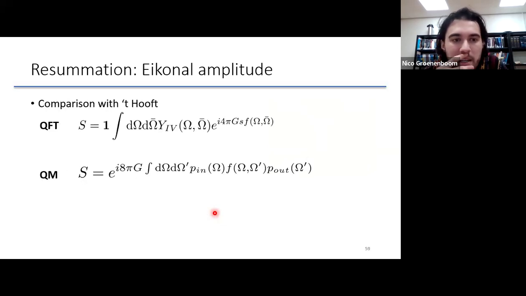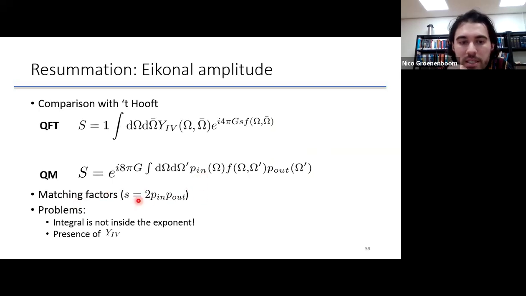So finally, we can compare our amplitude with the one of 't Hooft, his S matrix. And what we find is that the numerical factors agree. There's a factor 2 in the S, so this matches. But there are still some problems, some mismatches. One is that the integral over the omega bar is outside of the exponent rather than inside, which is a big difference. And we have the presence of this YIV, and there's no trace of any YIV in 't Hooft's S matrix. So there is some difference.